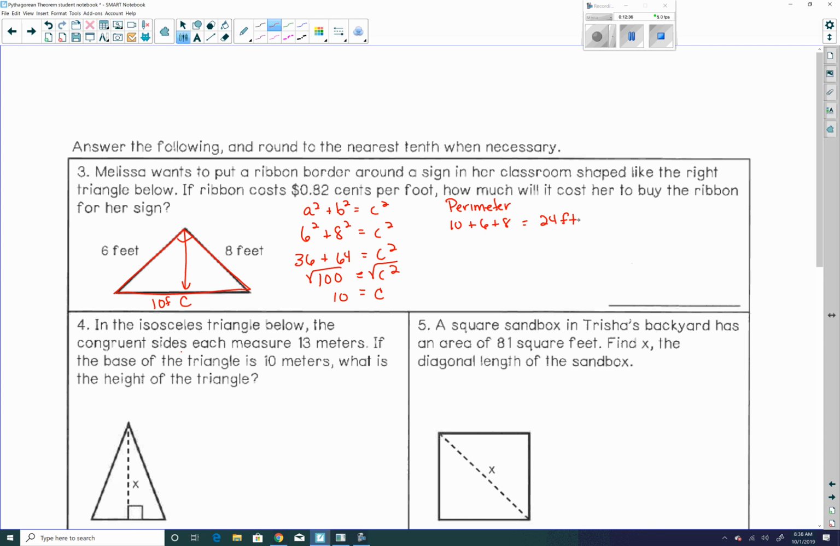So the perimeter is 24 feet, but I'm not looking for the perimeter, I'm looking for the cost of the ribbon if it costs 82 cents per foot. So I need to take that 82 cents, this is the cost of the ribbon, .82 times 24 feet. How much is that going to cost? Let me grab my calculator. Okay, 24 times 0.82, I get $19.68. So it's going to cost about $19.68.